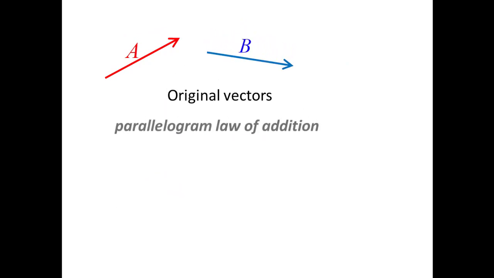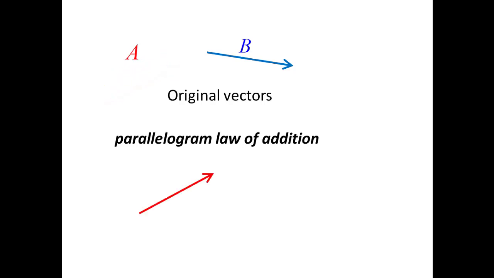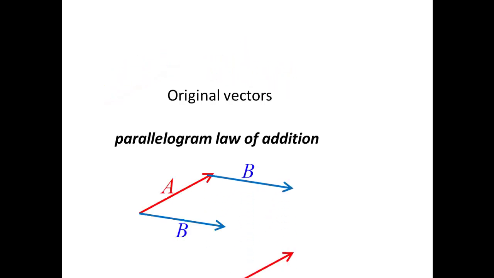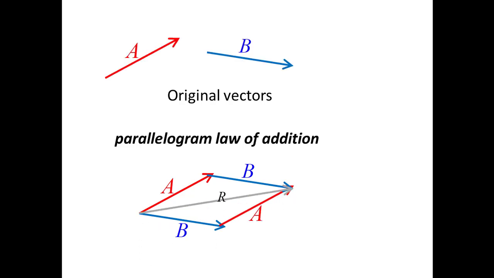If this is vector A and this is vector B, now we can connect them to form a parallelogram. The above two arrows, vector A and vector B, are the original given vectors, and the parallelogram that you see down here is the parallelogram which is formed using the two vectors. This way of arrangement is called the parallelogram method of vector addition.